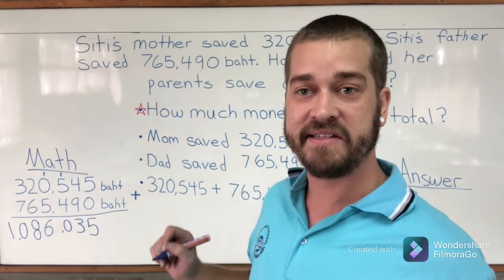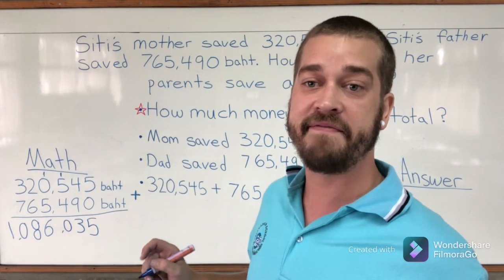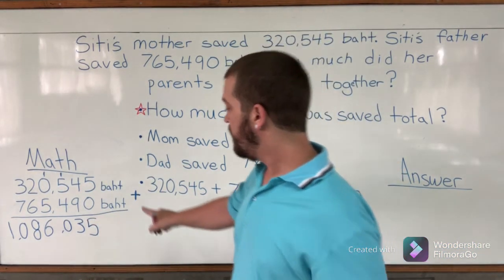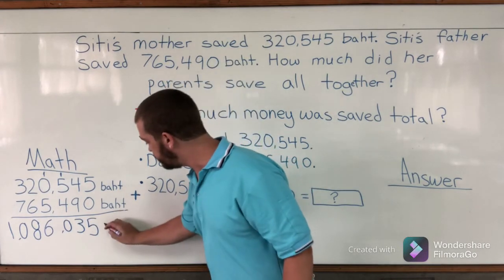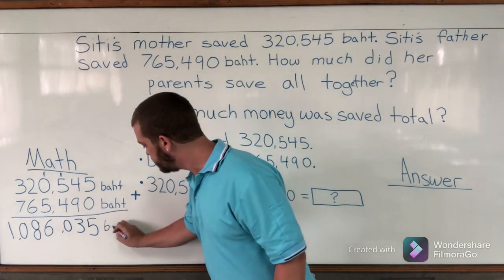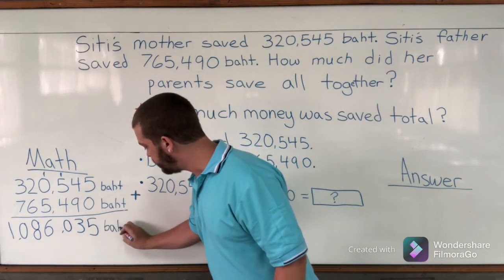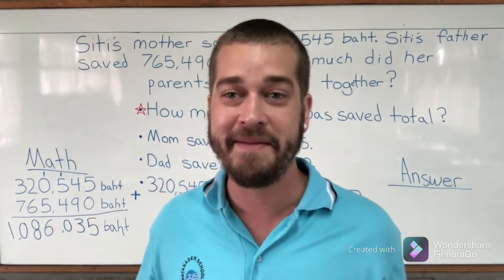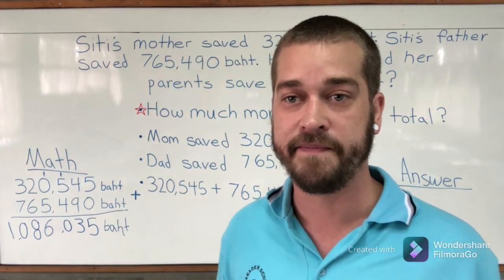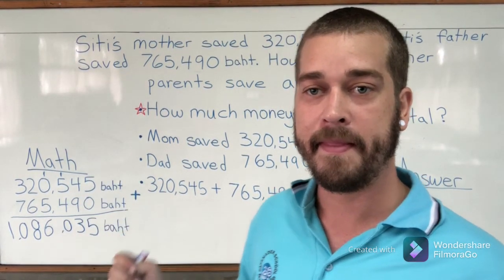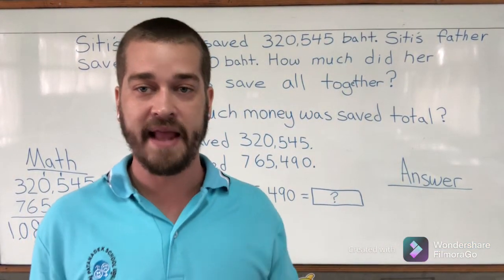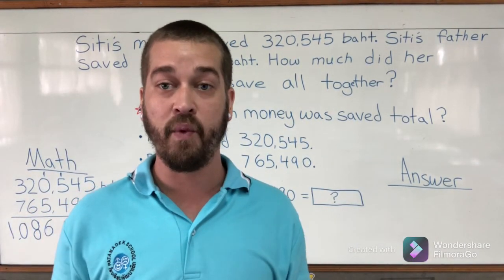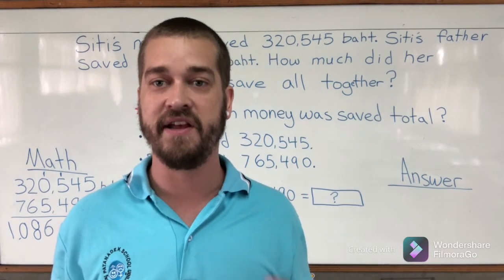We have 320,545 baht plus 765,490 baht. Now we have this number. Baht plus baht equals baht. Because our number isn't just 1 million something, it's 1 million something baht. So we need to make sure that we include that in our answer. So this is the math. Now we're gonna write the answer. Now remember, the question was asked to us in words, so we need to answer in words.